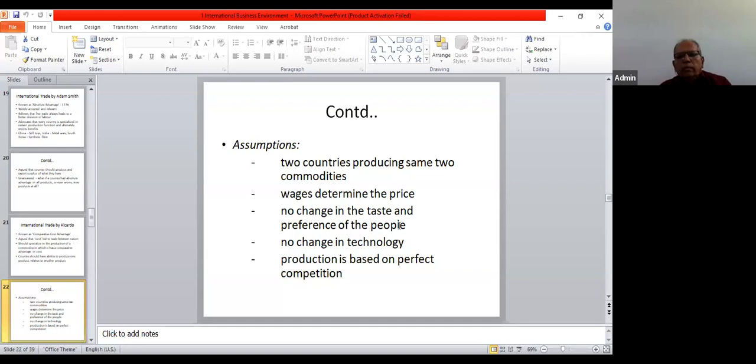But here, what Ricardo is highlighting is, suppose two countries are producing the same two commodities and they exchange their labor or, say, raw material, then comparative cost advantage can be benefited. And the other assumption is that wages determine the price, of course. In a particular country, if a higher amount goes under wages, naturally the price increases, whereas if there is a low amount of wage, then the price decreases.